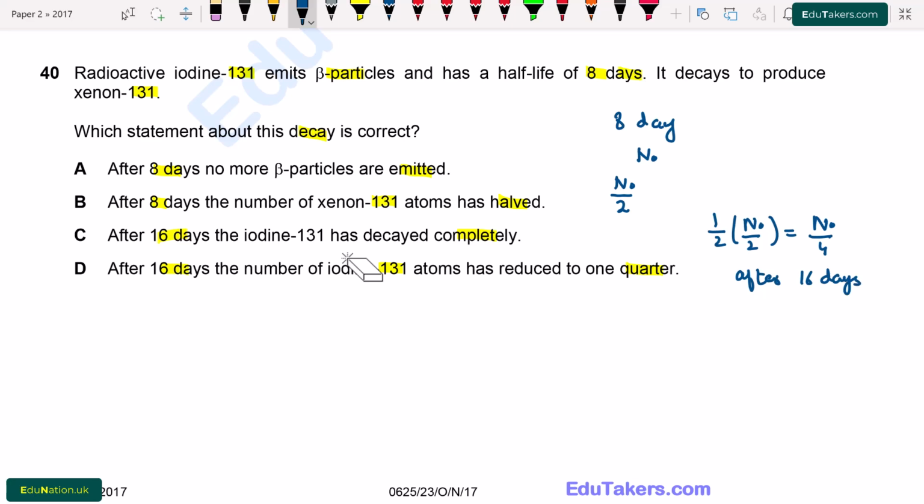Or we can simply say that after 16 days, or when two half-lives pass, the amount of iodine-131 atoms has reduced to 1/4. From here, option D is correct.